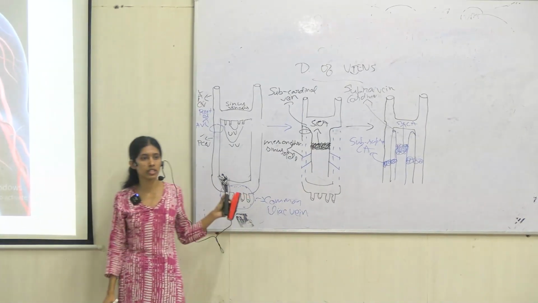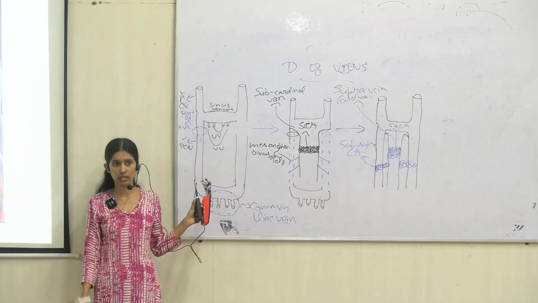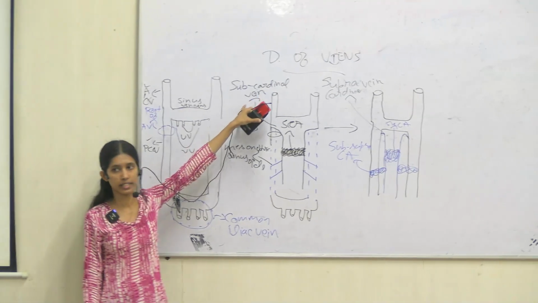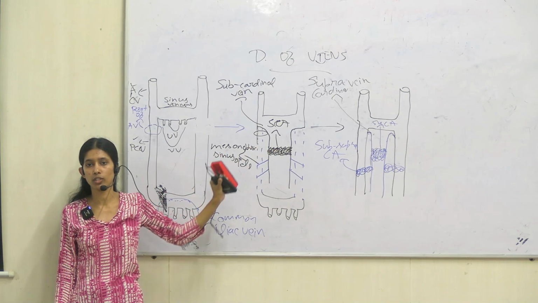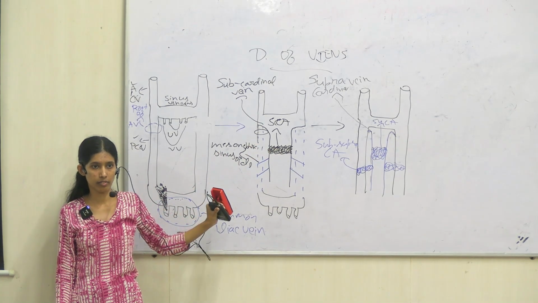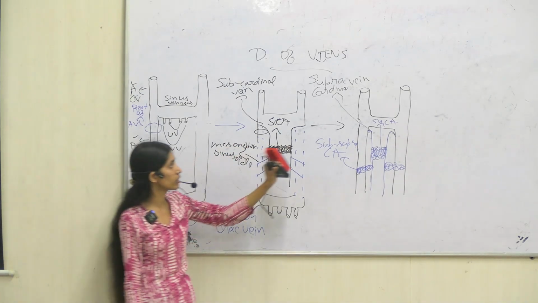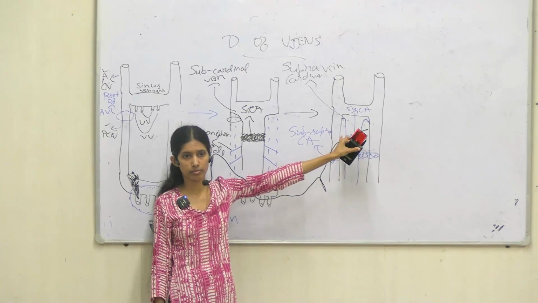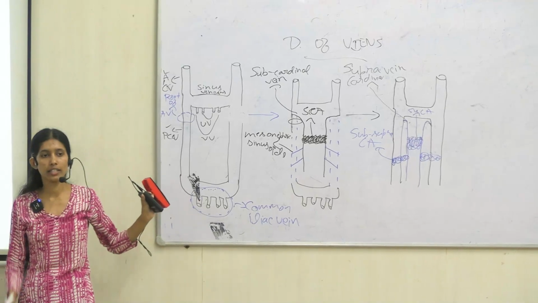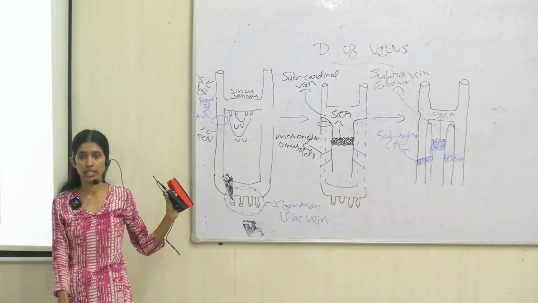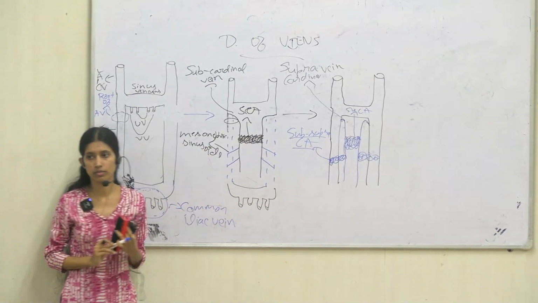So once the posterior cardinal vein disappears, we can see the formation of 2 new sets of veins. The first one to appear is called subcardinal vein. The subcardinal vein anastomoses with each other, and it will also come in contact with your posterior cardinal vein by a structure called mesonephric sinusoids. The second set of veins that appears is called supracardinal vein. The supracardinal vein will also anastomose with each other, and it will also anastomose with the subcardinal vein, and that particular structure is called supracardinal anastomosis.